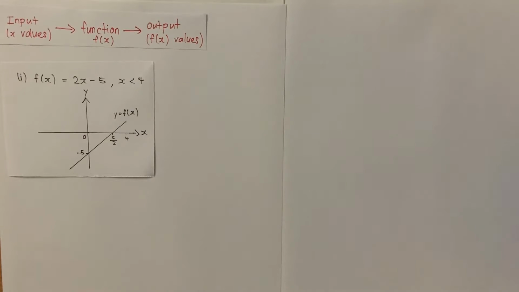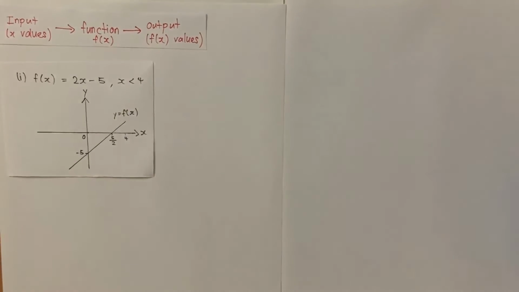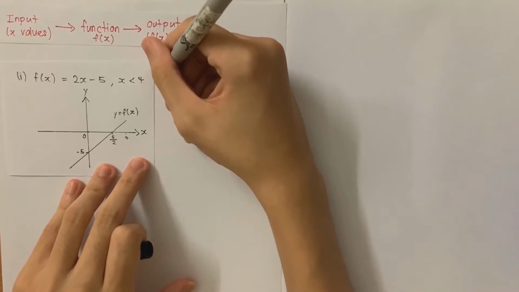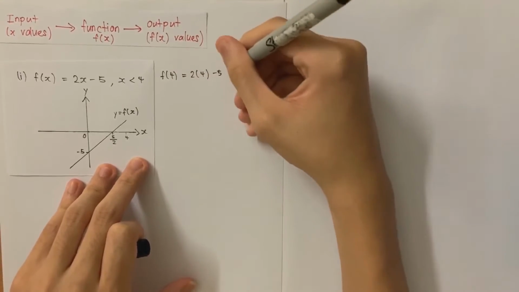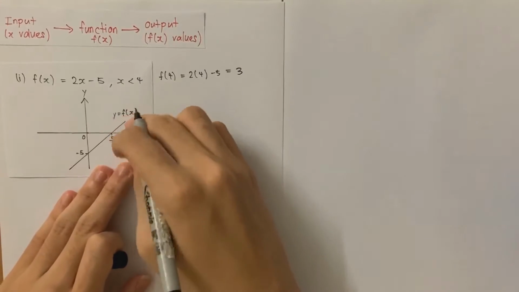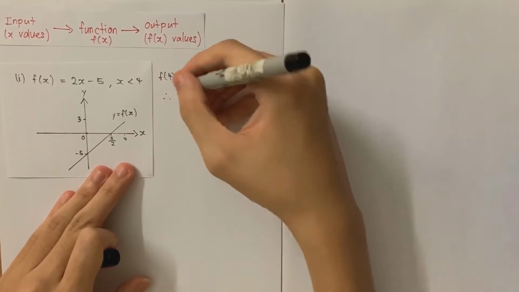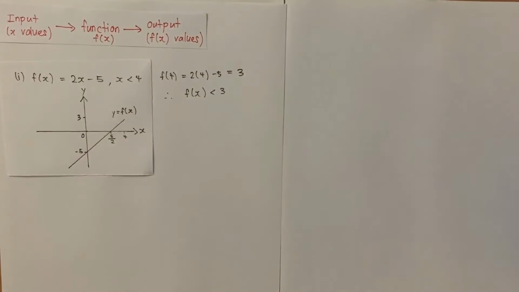So the lowest point will be negative infinity, it is unseeable, and then the highest point, if you look at the graph, will be when x is equal to 4, isn't it? When x is equal to 4, we will get the highest point of the graph. So let's calculate when x is equal to 4, what is the output that we are going to get. So f of 4 is equal to 2 multiplied by 4 minus 5, which is equal to 3. So when x is equal to 4, we are going to have 3. So in conclusion, our range is f of x is less than 3. And that is it. We can't get any values of output more than or equal to 3.